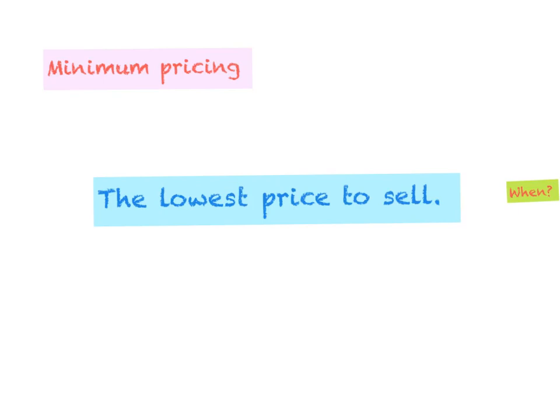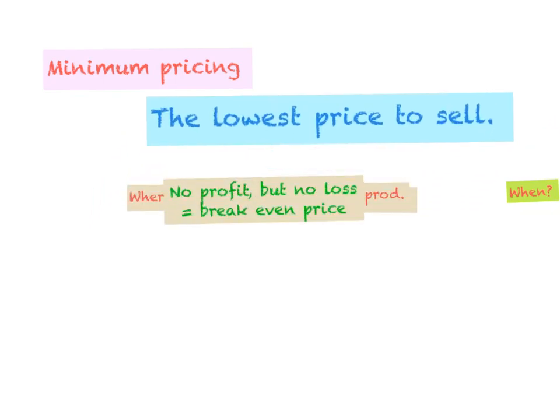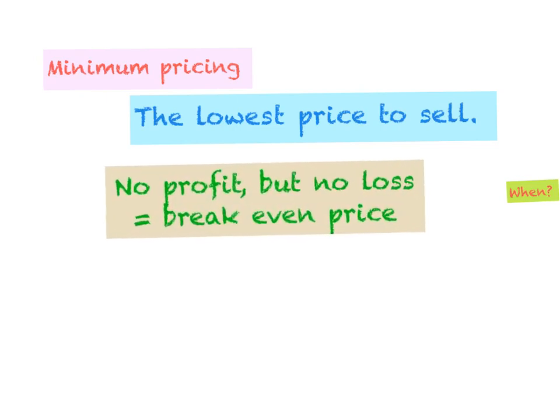Okay, so what is minimum pricing? When people say minimum pricing, then you know that this is the most minimum price that you can go. You cannot go lower than this price. Okay, so of course, that is what we mean by minimum pricing, which is the lowest price to sell your product. You cannot sell lower than this price. Okay, so that is minimum pricing.